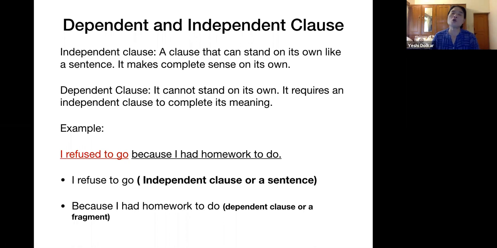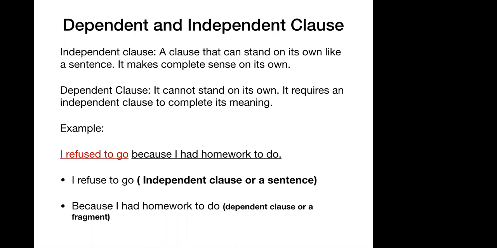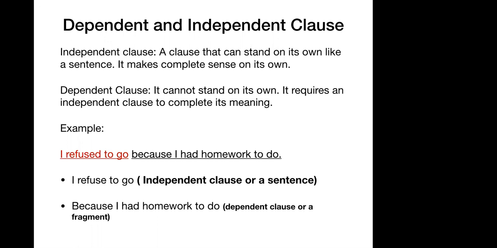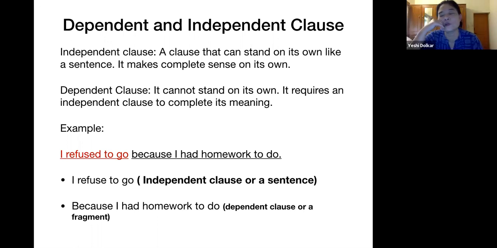Now we're going to look at clauses. We know that a group of words which has a subject and a verb is a clause. In clauses, there are actually two types. One is called an independent clause: a clause that stands on its own like a sentence. Such a clause is called an independent clause. A sentence is an independent clause, so it makes complete sense on its own.